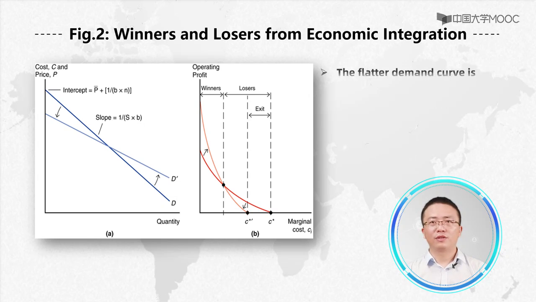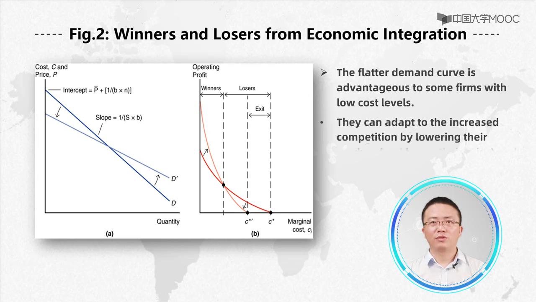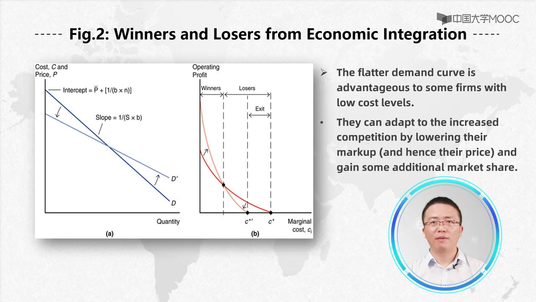On the other hand, the flatter demand curve is an advantage to some firms with low cost levels. They can adapt to the increased competition by lowering their markup, hence their price, and gain some additional market share. This translates into increased profits for some of the best performing firms with the lowest cost levels, c_i.